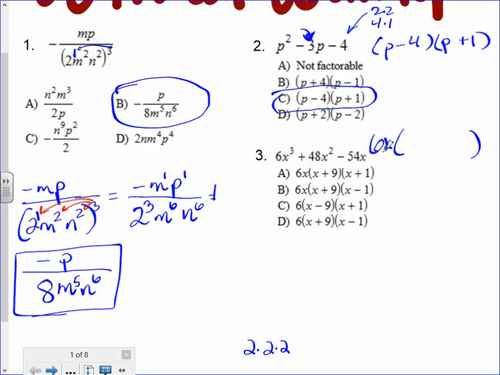So now let's divide everything by 6x. 6 divided by 6 is 1. I had 3 x's. I took away 1. 2 left. It's going to be plus 8. Not to the second because it's x squared here, and you factor out 1, so how many are left? Negative 54 divided by 6 is minus 9.